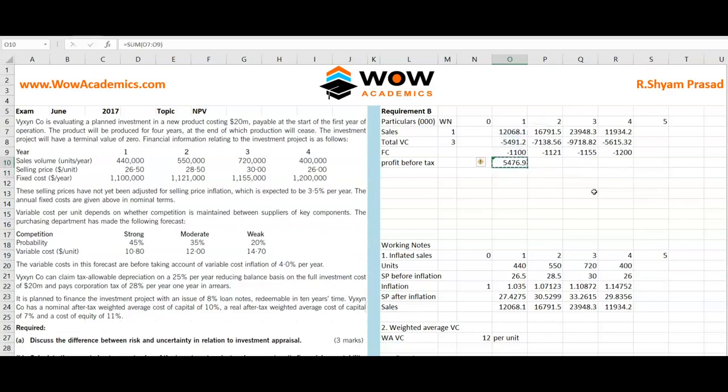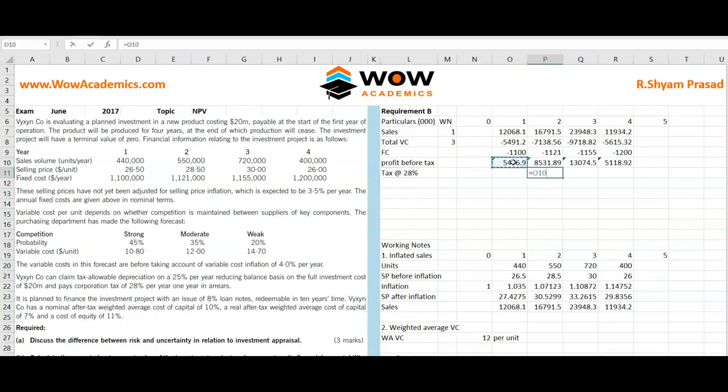So we got the answer for the first year. So do it for the other years and you will get your total answer. This is the profit before tax. So now we have to find out the tax. They have given the tax at 28% and it is in 1 year in arrear. So first we'll find out the tax.